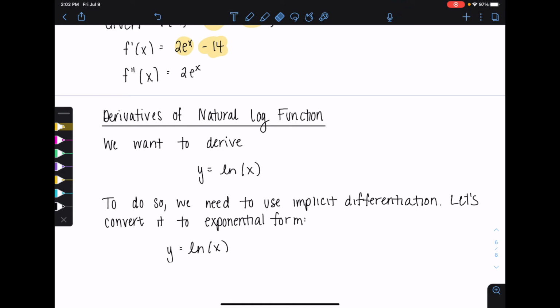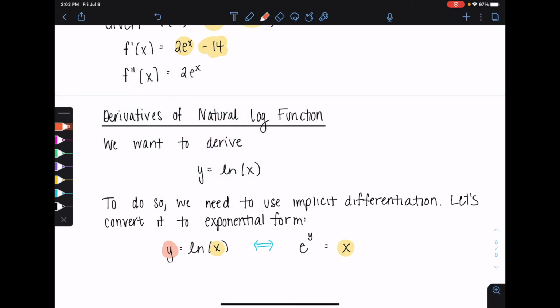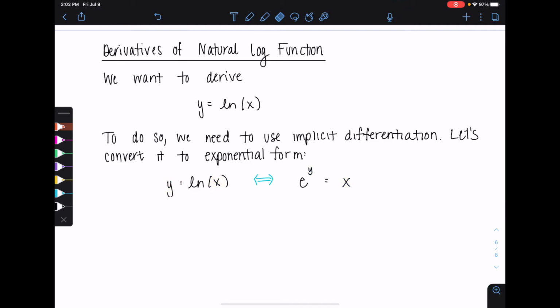So dealing with y equals ln of x, this is equivalent to saying e to the y equals x. So remember, just convert this to its exponential form. Its base is e. The input of the logarithm becomes the output of the exponential. The output of the logarithm is the input for the exponential. So those roles change. So if I want to take a derivative of this quantity and find y prime, I'm really going to work with this piece instead.